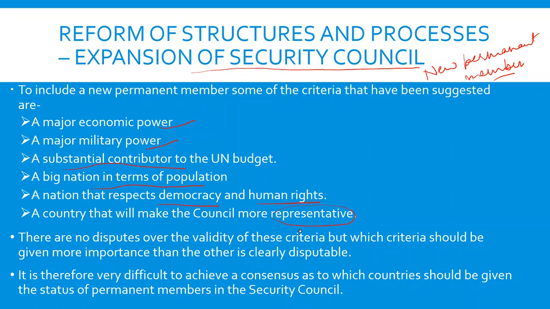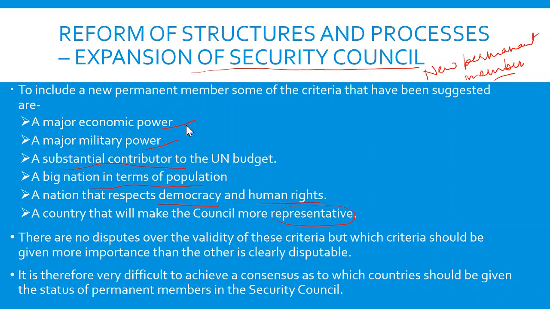The problem is that which criteria is to be given more importance. Okay, the country should be a major economic power. Japan is a major economic power, but it's not a major military power. Fine. Then a contributor to the UN budget, respect for democracy and human rights. So which of these criteria is more important than the other when you start selecting a country as a permanent member?